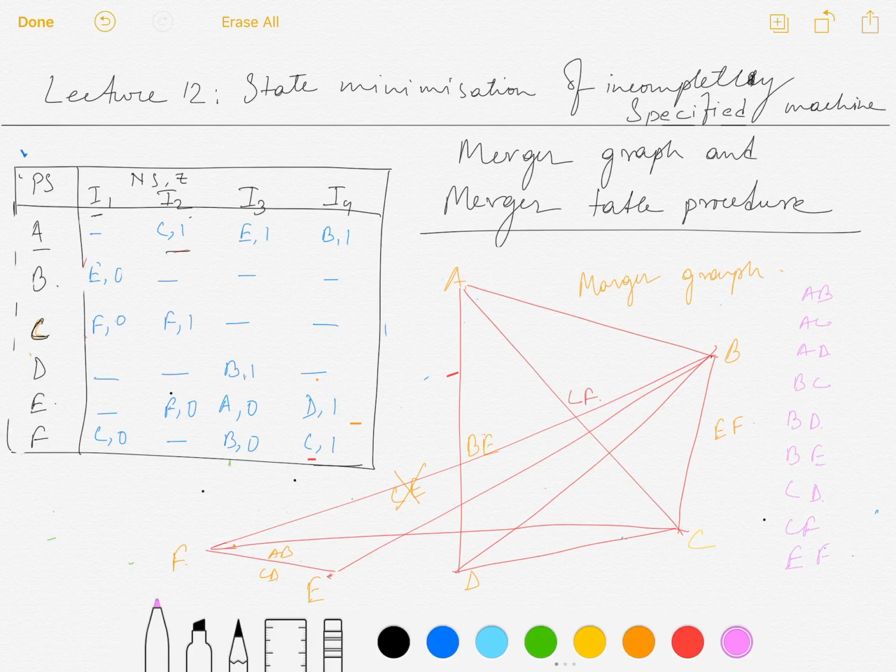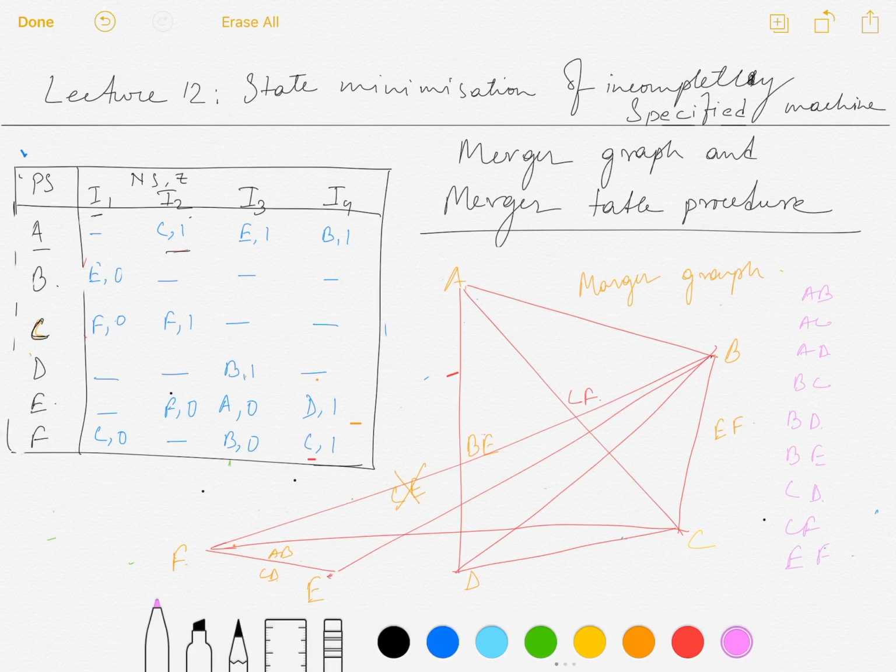So, if I consider all these 9 pairs as compatible, it means they will behave the same. So, my number of states will increase instead of reducing the number of states. So, this is not a solution. So, how to reduce it further?